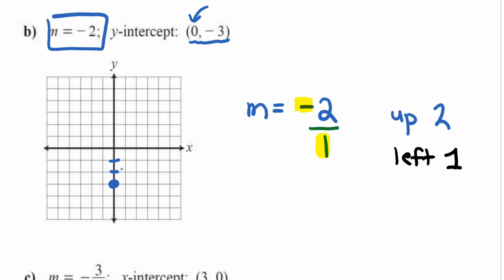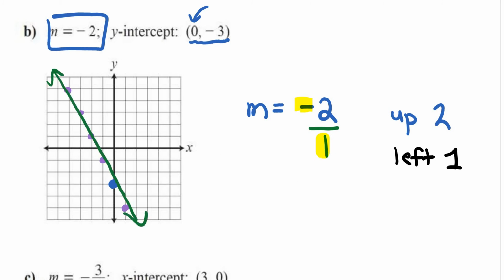Let's go up 2, left 1, up 2, left 1, up 2, left 1, up 2, left 1. Now that I'm out of space here, let's go back to the blue dot and go down 2, right 1. After that, I can't graph anymore, so we will now draw a line connecting all those points.